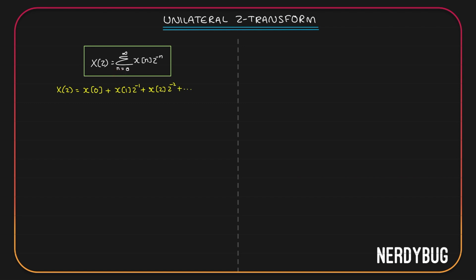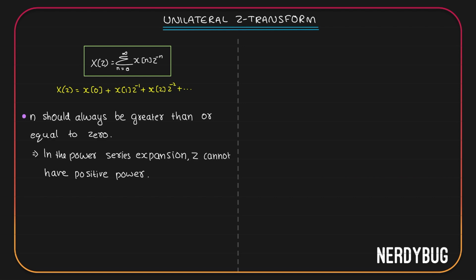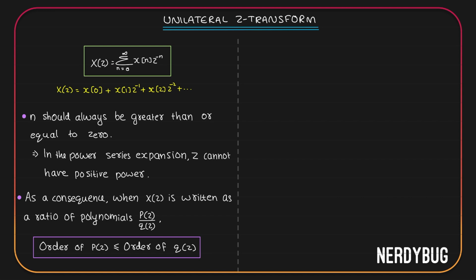Here, n can only take values that are greater than or equal to 0, which means the power of z, which is minus n, is always going to be negative. In the unilateral Z transform, n should always be greater than or equal to 0. That means in the power series expansion, z cannot have a positive power. And as a consequence of this, when X(z) is written as a ratio of polynomials P(z) by Q(z), the order of the numerator will always be less than or equal to the order of the denominator.